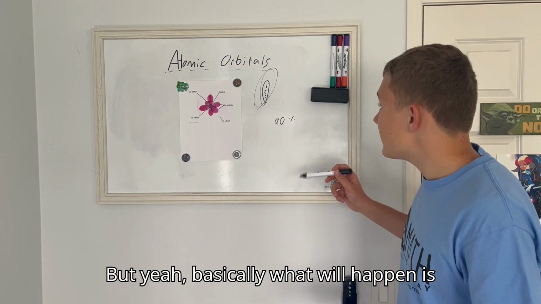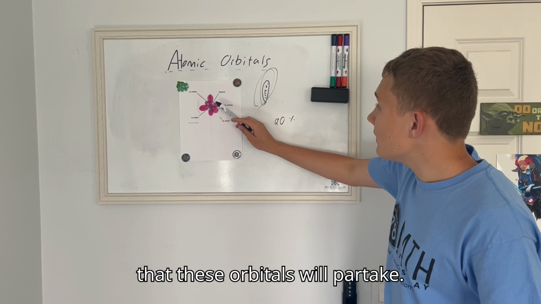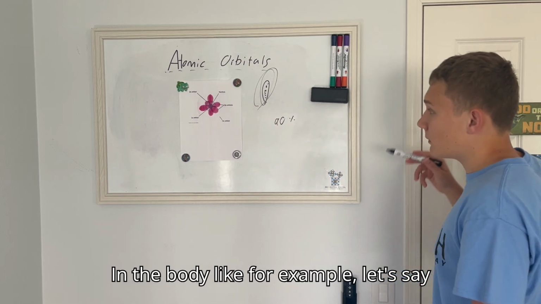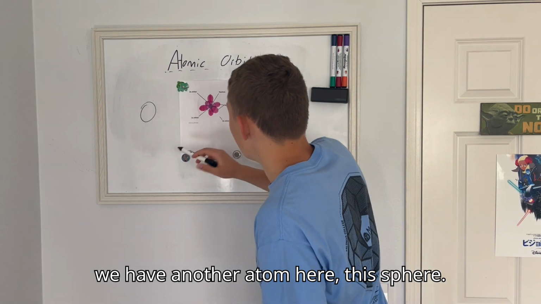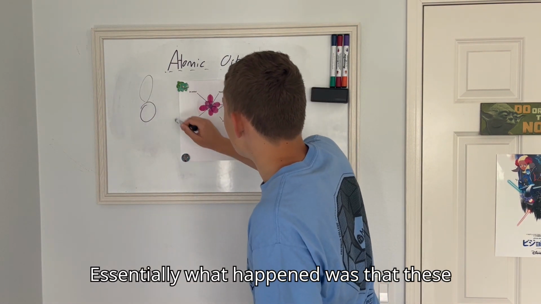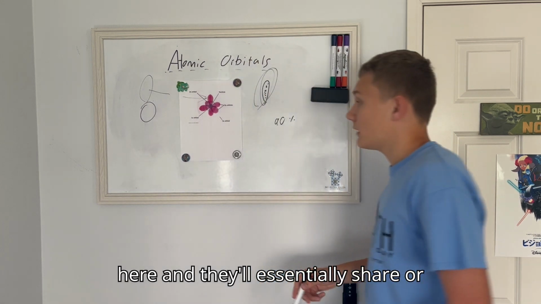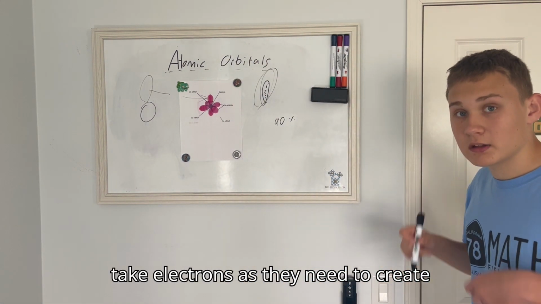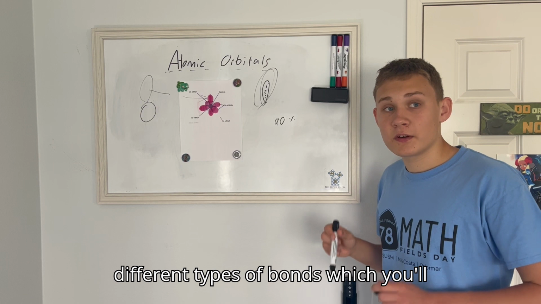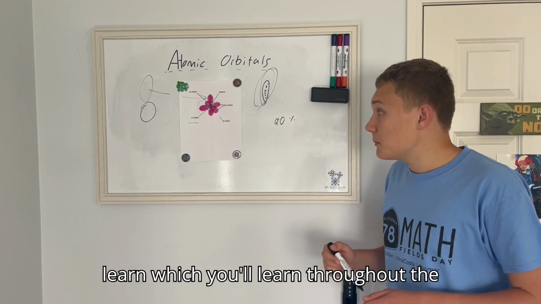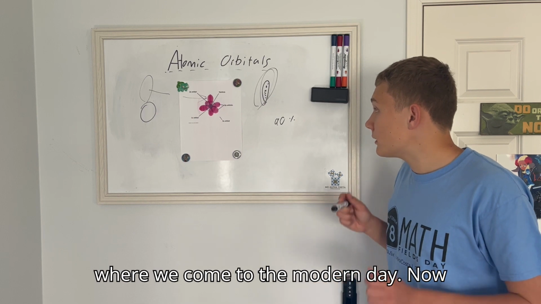But basically, what will happen is that these orbitals will partake in the bonding. For example, let's say we have another atom here, this sphere. Essentially, these two will combine with these ones here, and they'll share or take electrons as they need to create different types of bonds, which you'll learn throughout the AP Chemistry course. And that's where we come to the modern day.